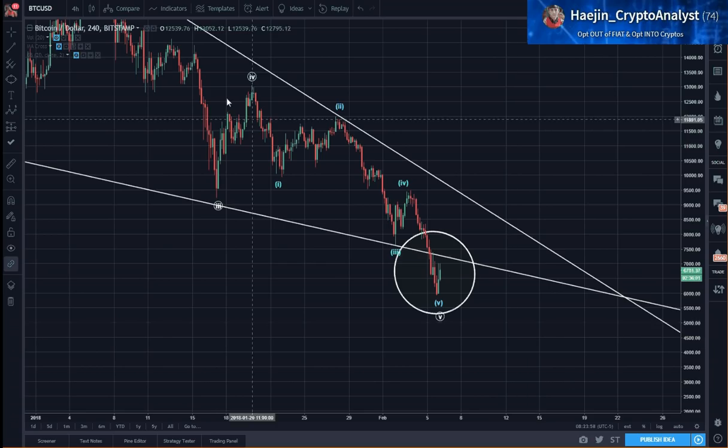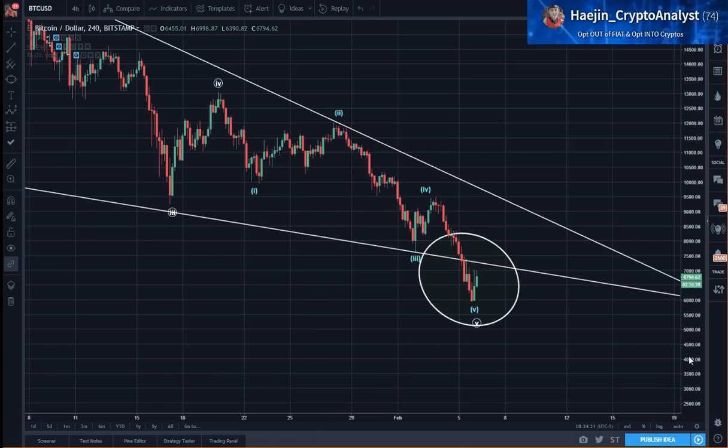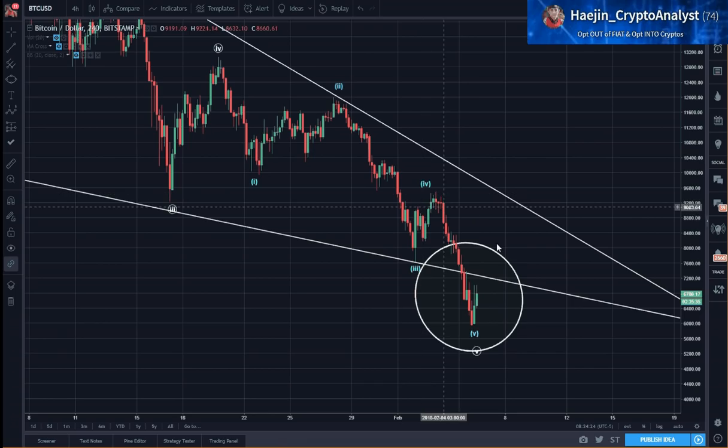And if this was a completed 1, 2, 3, 4, 5, ABC, 1, 2, 3, 4, 5, ABC, 1, 2, 3, 4, there could be a chance of one more lower low. But in the event that this is wave 4 going up, there could be one more lower low briefly. But I think it looks like we have 5 waves in for wave 5 of 5 as well.